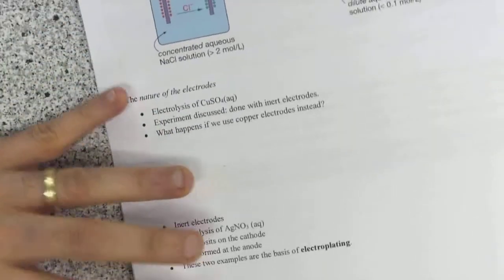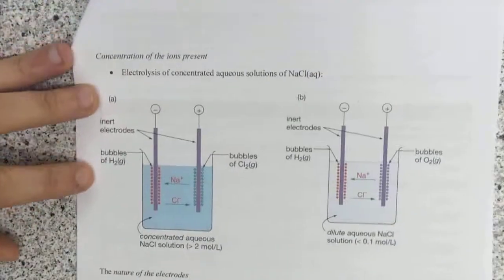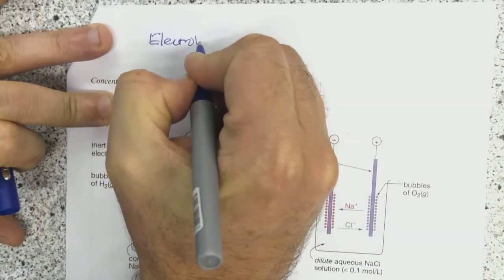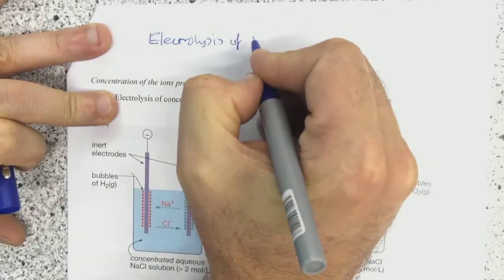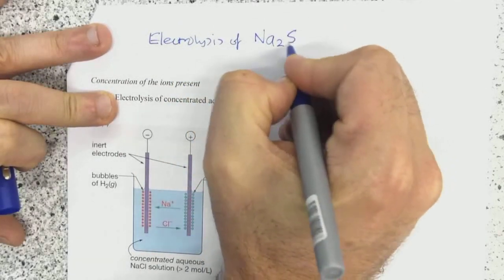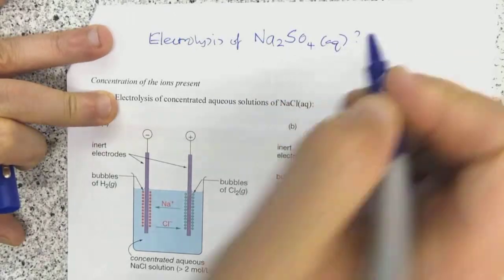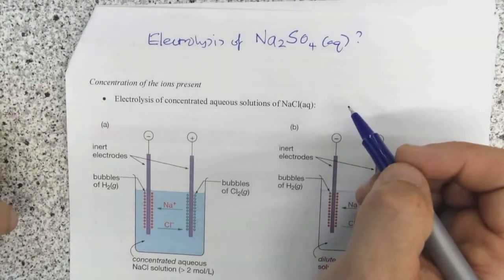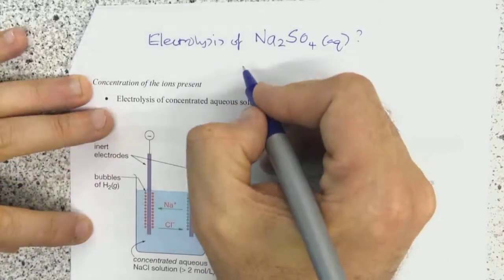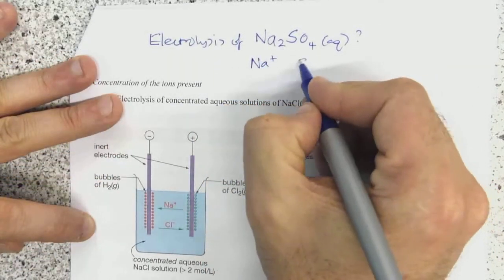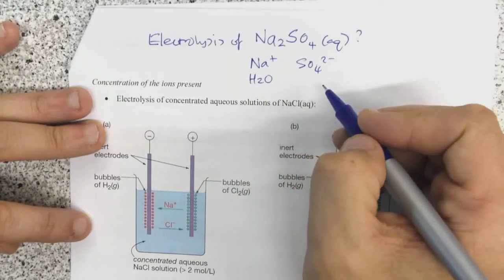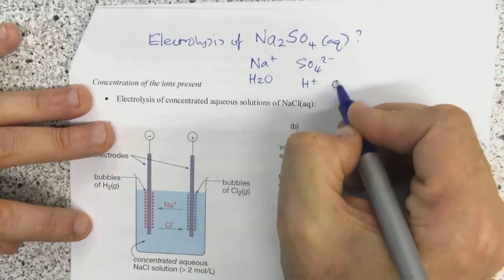Alright, so over the page 3. Oh, it's actually just gone straight to the concentration. But I mean, we could think about electrolysis of, for example, sodium sulfate. What would happen? Any thoughts? So in solution we've got sodium plus, sulfate 2 minus, we've got water. We've also got H plus ions, OH minus ions.